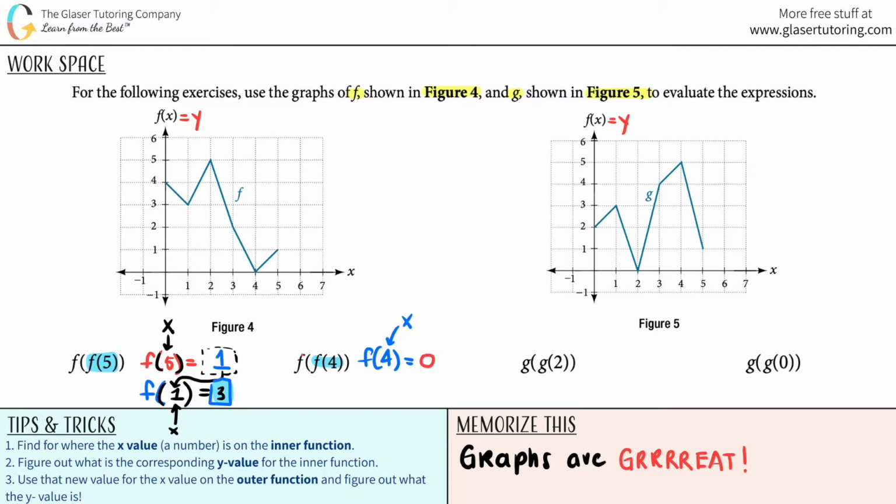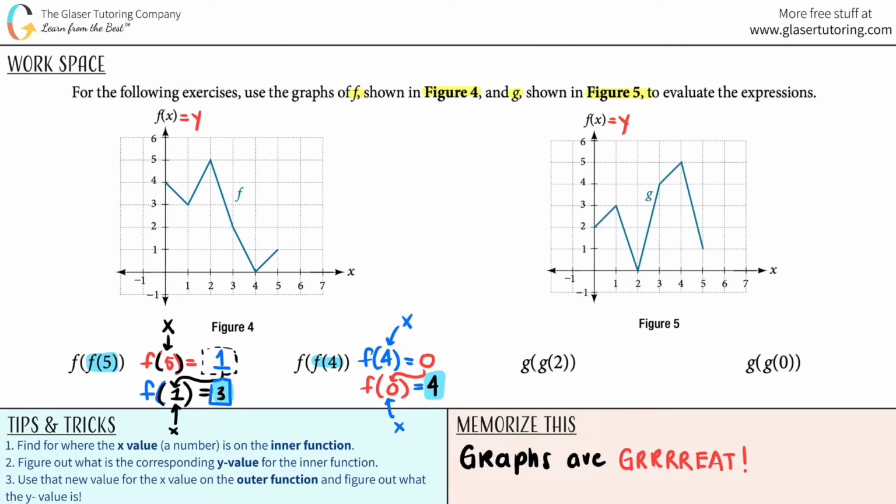Now we're ready to move to the outer function. So that's f of the answer that you got, f of 0. So now we do the same thing, but now this would be my x value. I still have to use this graph because it's f, but now my x is 0. I got to go all the way up. What's the y value? 4. And there you go. That's your answer. So this would be 4.